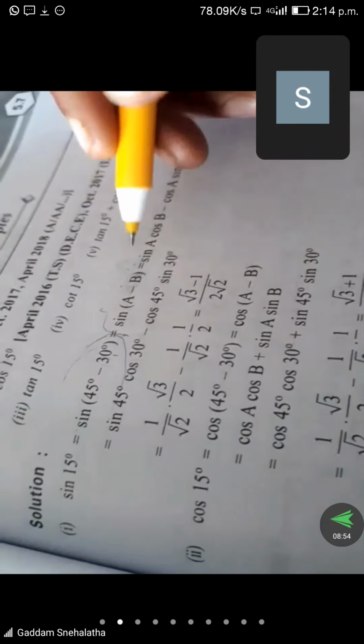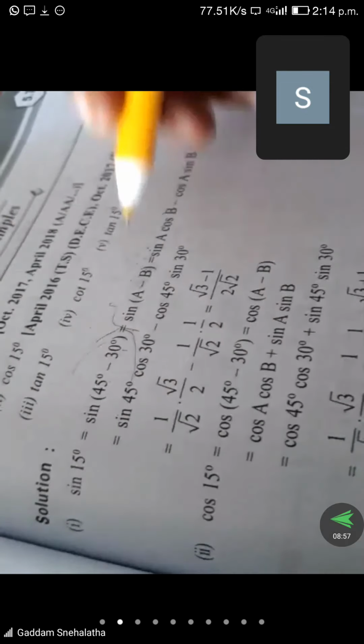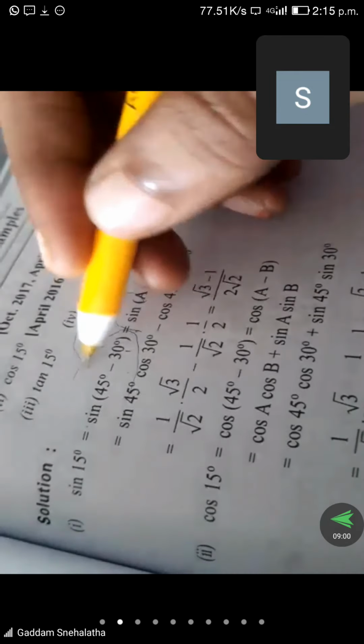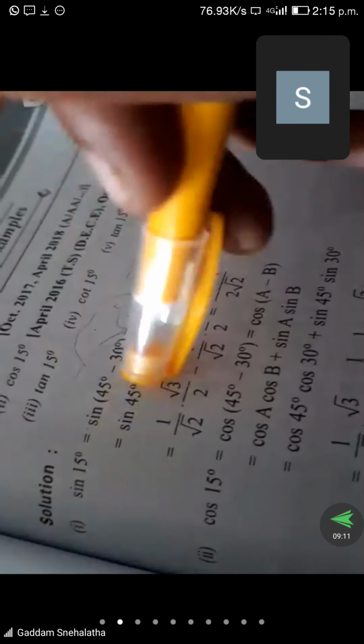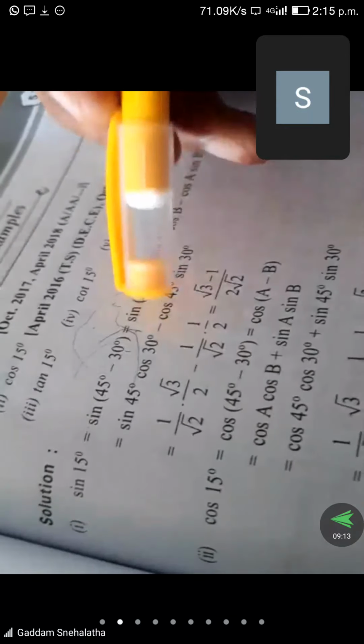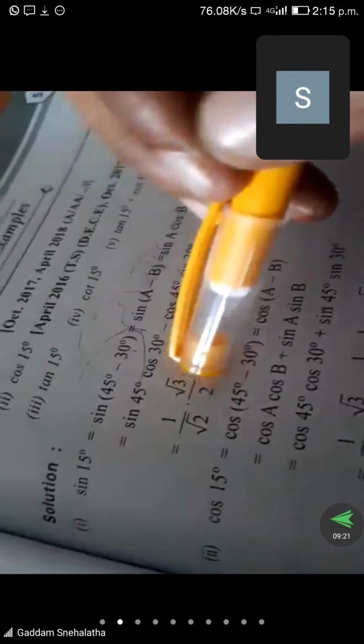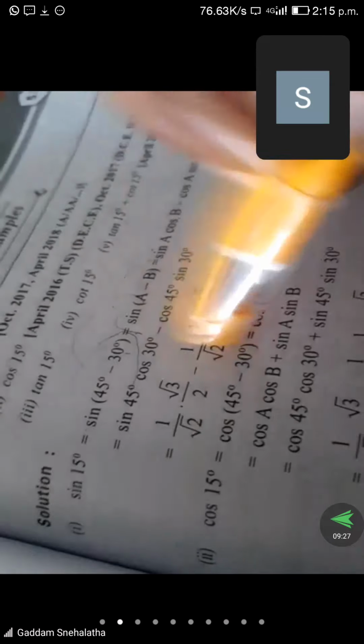So what is the formula of sin of A minus B? That's why I told you to learn these formulas. Sin of A minus B formula is sin A cos B minus cos A sin B. In place of A we have 45 and in place of B we have 30. Substitute in this: sin A, sin 45, cos B, cos 30, minus cos A, cos 45, sin B, sin 30. So sin 45 value is 1 by root 2, cos 30 is root 3 by 2, minus cos 45 is 1 by root 2 into sin 30 is 1 by 2.